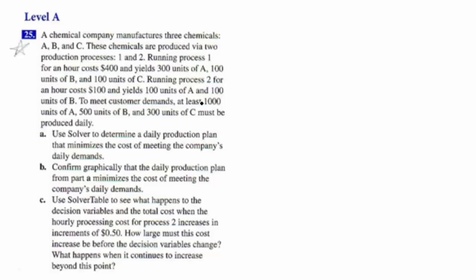To meet customer demands, at least 1,000 units of A, 500 of B, and 300 units of C must be produced. And then what is it asking us to do? Use Solver to determine a daily production plan that minimizes the cost of meeting the company's daily demand. So this time, we're not maximizing profits, we're minimizing cost given some kind of minimum output constraints. I want to think about making sure we include everything in the spreadsheet model.